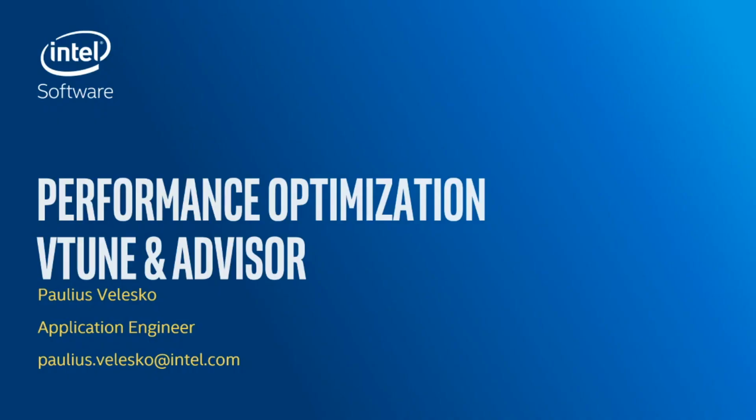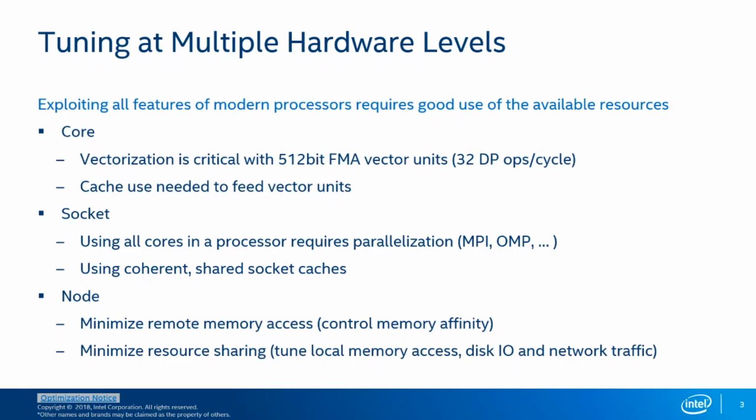I'm an application engineer at Intel, and today I will be talking about performance optimizations using VTune and Advisor. Getting good performance out of a modern HPC system requires us to take advantage of parallelism. And this parallelism is available at many different architectural layers of an HPC system.